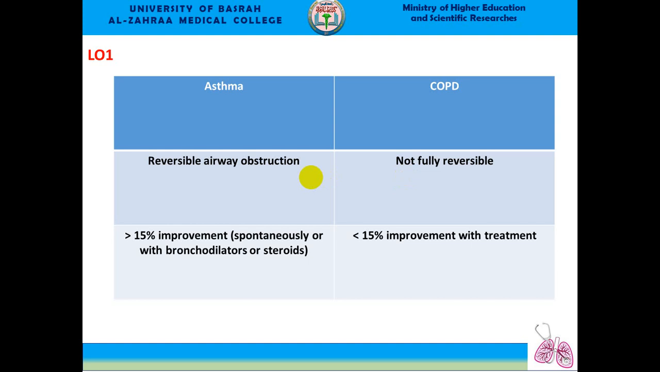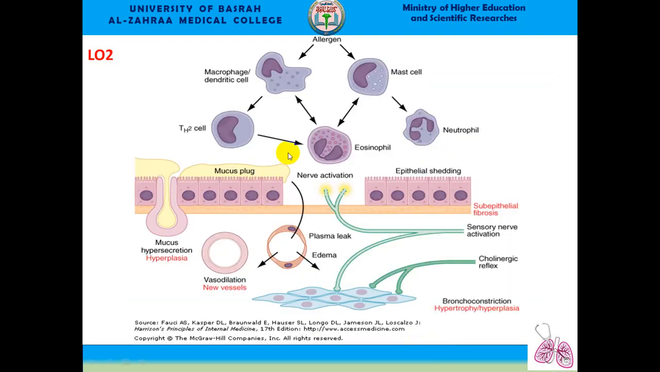Number two, the degree of improvement in the symptoms and in the tests. In asthma, usually there is improvement in the condition by more than 15%, either spontaneously or by the use of what are called bronchodilators, drugs that dilate the bronchi. While in COPD, the improvement is usually minimal, less than 15%.